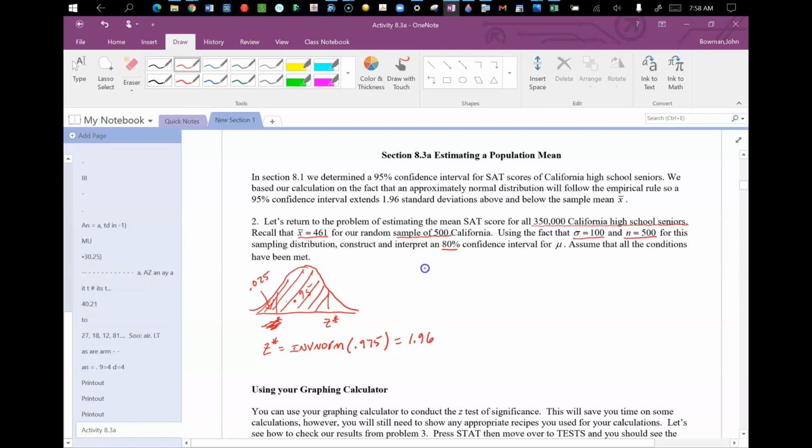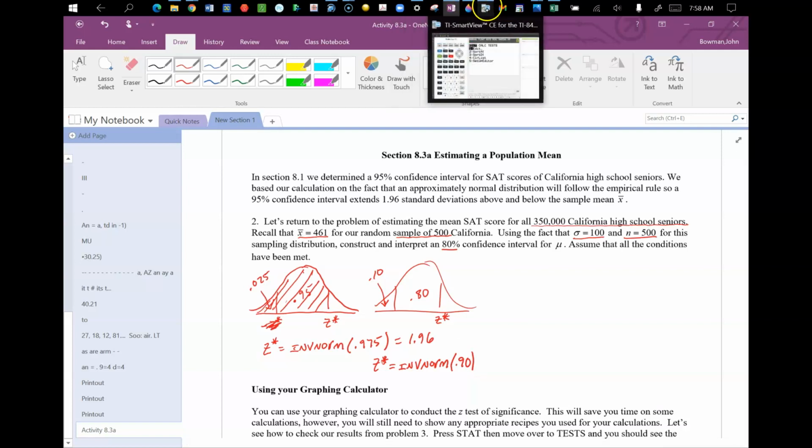So we're going to do the same thing, except we're going to do an 80% confidence interval. And so imagine the middle 80% of the distribution, remaining 10% on each side. And so our critical value is going to be the following. Critical value is equal to inverse norm of 0.90.